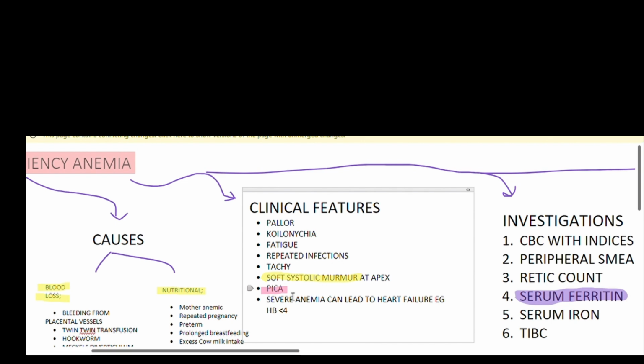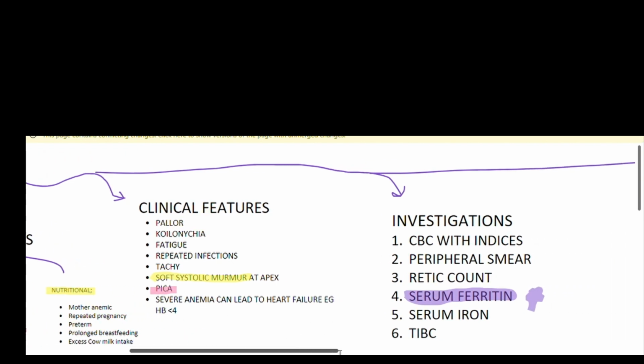Another clinical feature is that if the patient has severe anemia, like when HB is less than 4 or less than 6, it can lead to heart failure. So I hope that's clear so far.